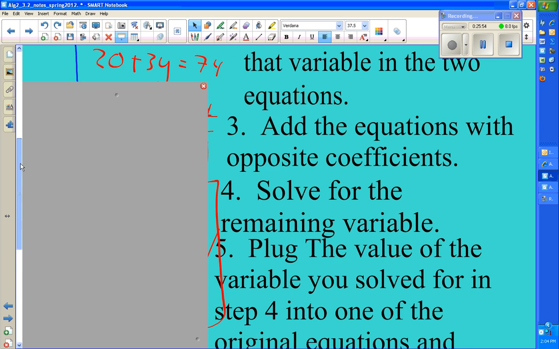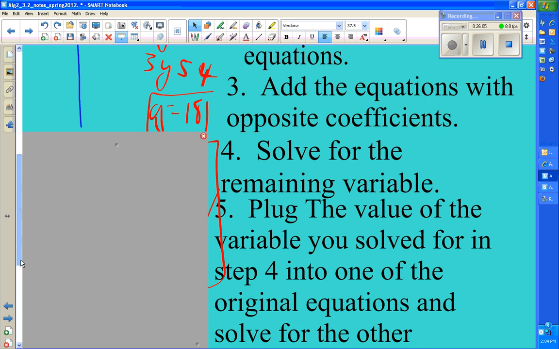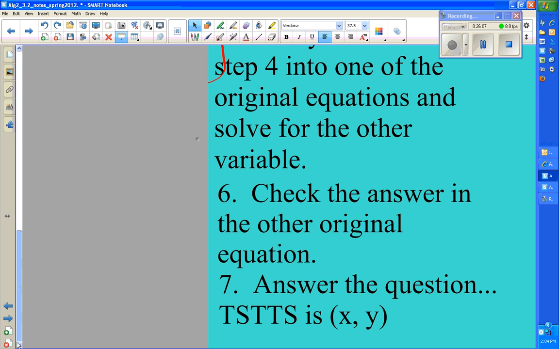Check. Okay? So 2 times 10 plus 3y is 74. Subtract the 20. We're going to get y is equal to 18. Okay? So there are the rest of the steps. There's nothing different from substitution. They're identical. No, because I copied and pasted.